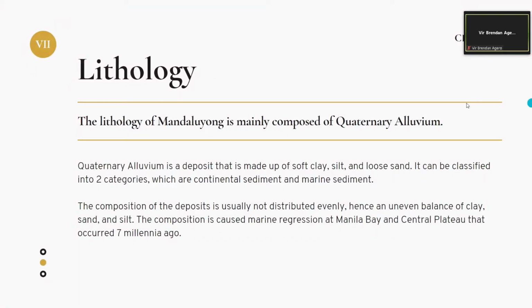So the lithology of Mandaluyong is mainly composed of quaternary alluvium. This is a deposit that is made up of soft clay, silt, and loose sand. It can be classified into two categories, which are continental sediment and marine sediment. The composition of the deposits is usually not distributed evenly, hence an uneven balance of clay, sand, and silt. This composition is caused by marine regression at the Manila Bay and Central Plateau that occurred 7 millennia ago.